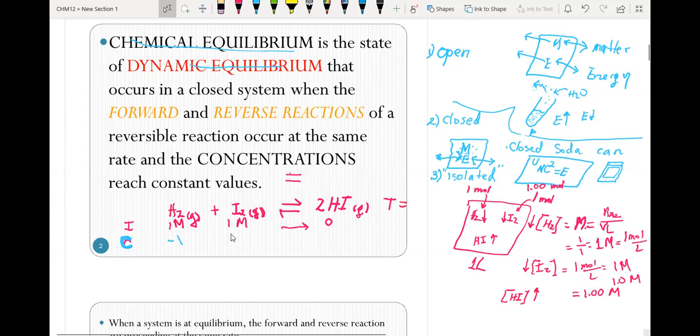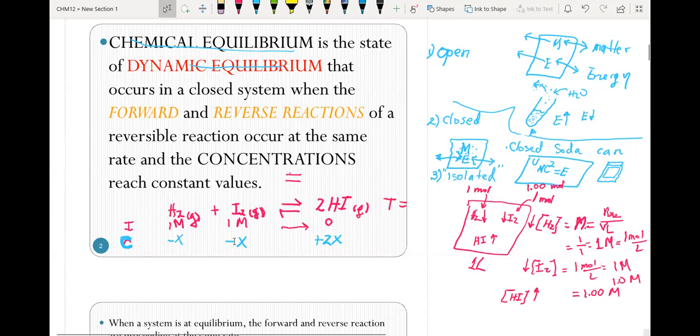Same thing, it's going to go down because it's being consumed to make the new stuff. Since this concentration is going down, it's going to be minus, in this case, X, minus X amount of the initial. And it's going to make how much of this? The change, how much of this? 2X, yes. 2 for the stoichiometric coefficient, 2 times the amount. And it's going to be positive because it's being made.